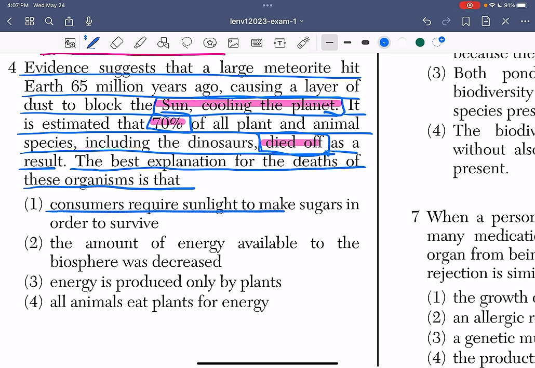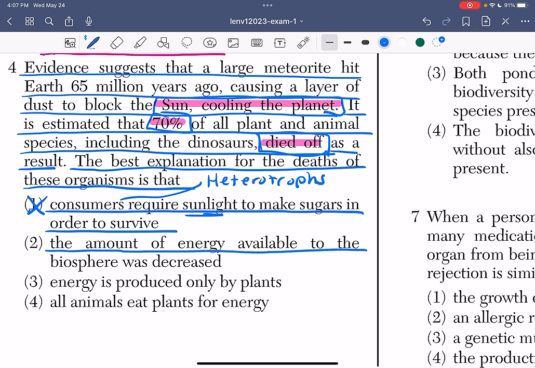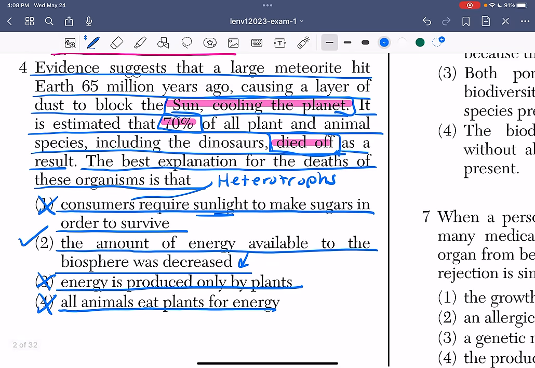Consumers require sunlight to make sugars in order to survive. That is incorrect. Consumers are heterotrophs. They get their food elsewhere. Autotrophs require sunlight. The amount of energy available to the biosphere was decreased. So for this one, it makes sense. The amount of energy decreased if the sun was blocked off. Absolutely. Let's take a look at three. Energy is produced only by plants. That is incorrect. Not all animals eat plants. There are animals that eat other animals that make them carnivores. So the best answer for four is choice two.